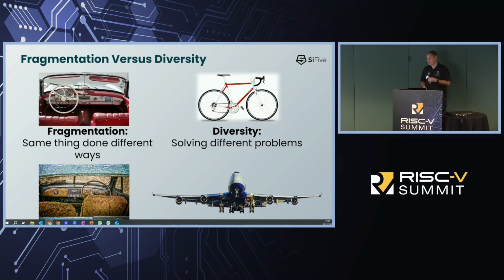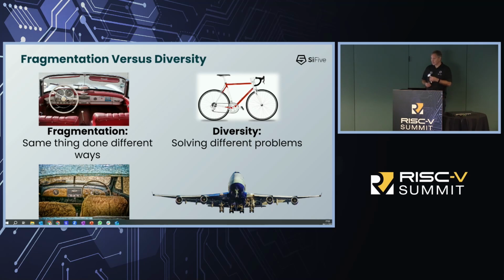But diversity is different. So the Boeing 747 and the bicycle are both transportation devices, and both are really important in different ways. But they both solve very different purposes. And the same is true of instruction sets. So you have 64-bit and 32-bit instruction sets. And even within 64-bit, you have those that are designed more for real-time microprocessors and those that are designed for high-end Linux-capable devices. And it makes perfect sense to have those differences.